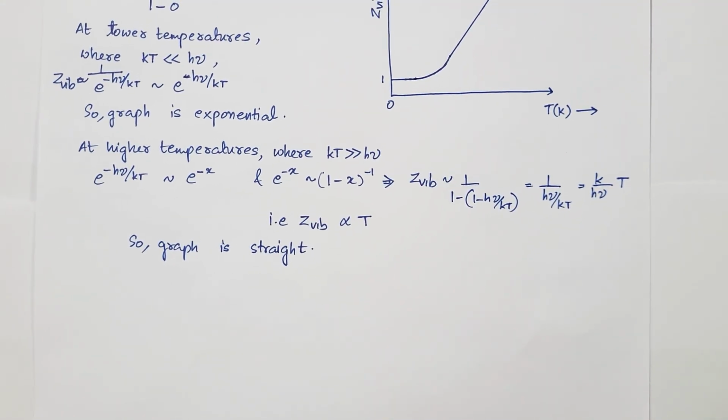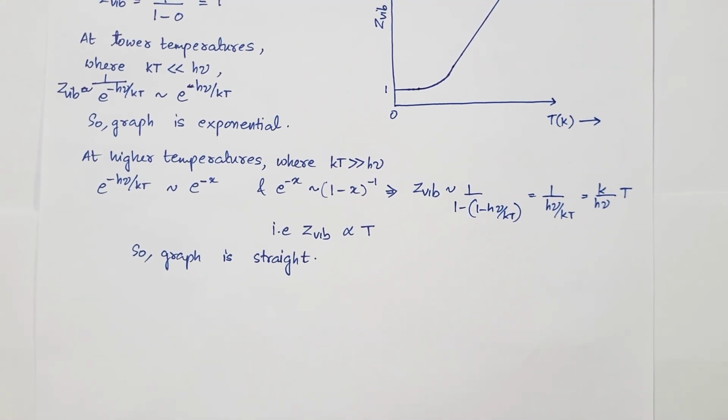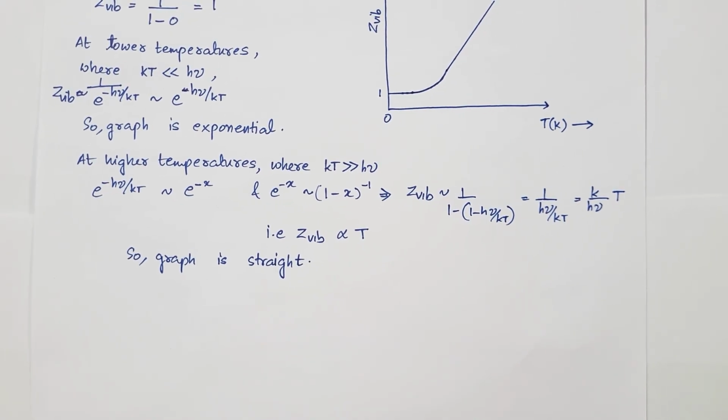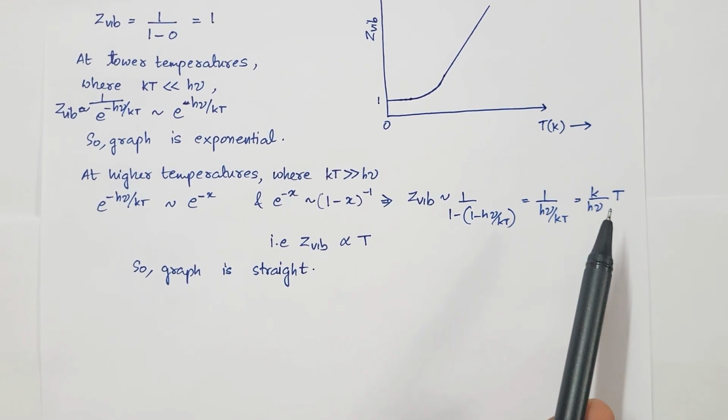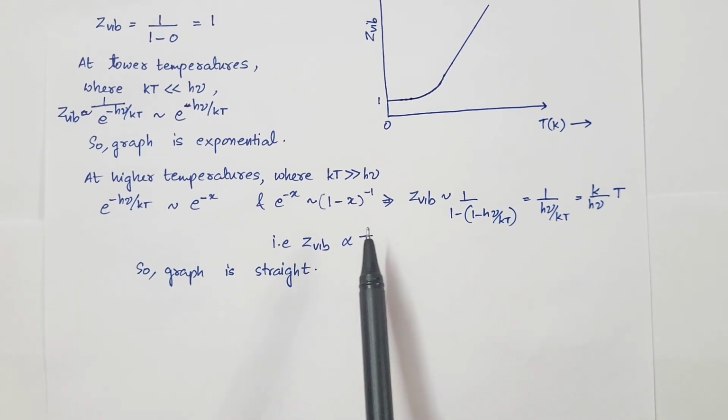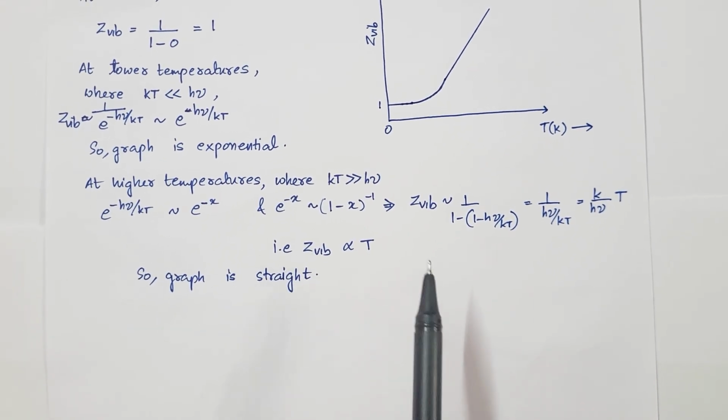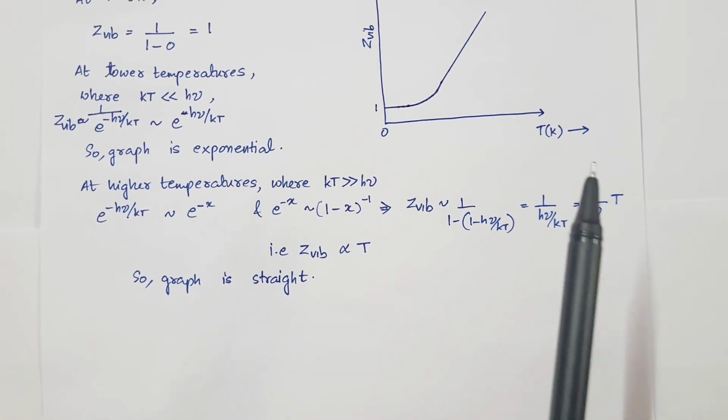At higher temperatures, the exponential term can be expanded binomially. So the Z vibrational tends to this, and we can simplify it such that Z vibrational is directly proportional to temperature. So the graph becomes straight at higher temperatures.